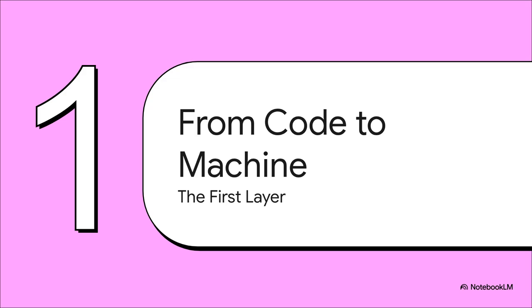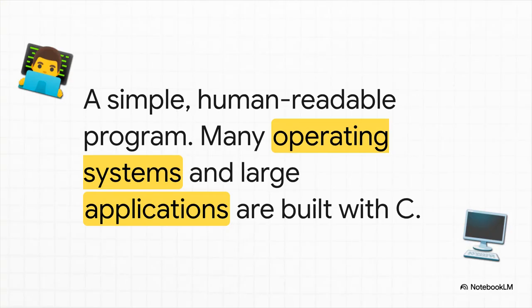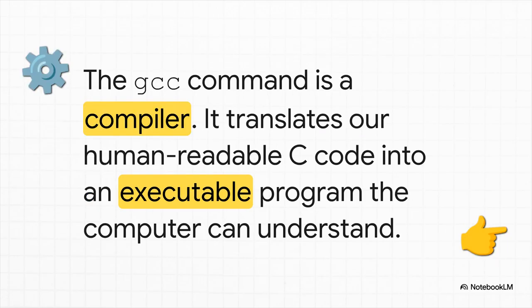To figure that out, we have to start at the very beginning, with the code that we as humans actually write and understand. Here it is, a super basic program written in C. It's clean, it's simple, and for a human, it's perfectly readable. And C is a big deal because a ton of the operating systems and major apps we use every single day are built with it. Now, to turn our readable C code into something the computer can actually use, we need a special tool called a compiler. This command here, GCC, takes our code and translates it into an executable program, basically a language of ones and zeros that the processor can understand and execute directly.